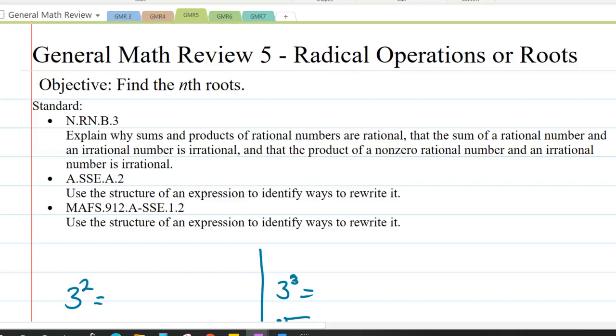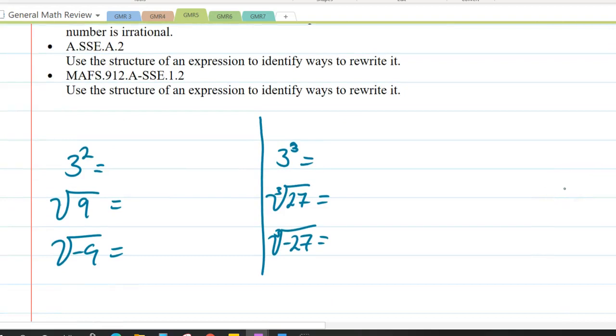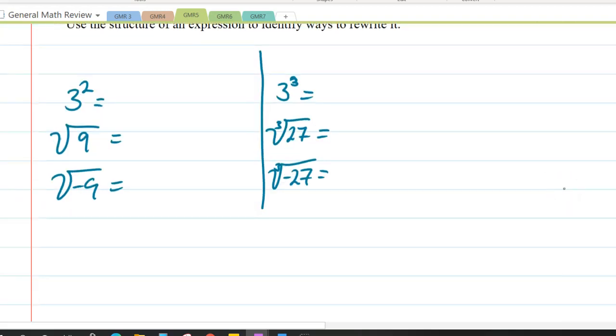Hello, today we're going to talk about radical operations or roots. Let's start off with talking about some squares, some exponents. 3 squared is the same thing as saying 3 times 3, which is equal to 9. When I take the square root, I'm basically doing the opposite of squaring something.